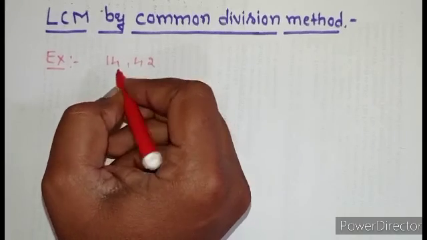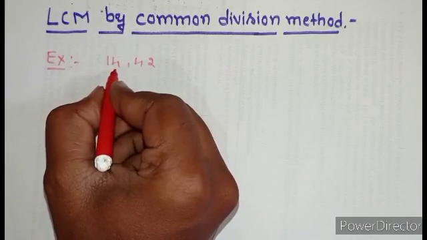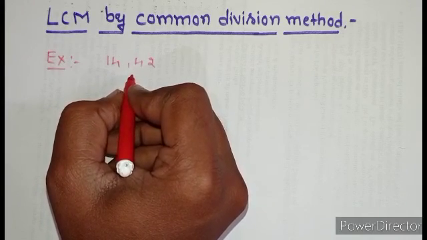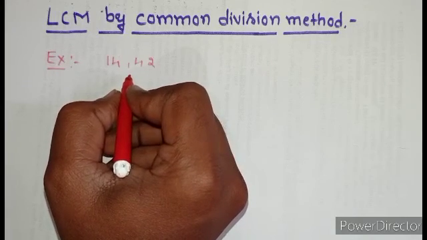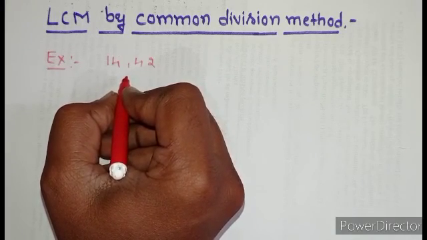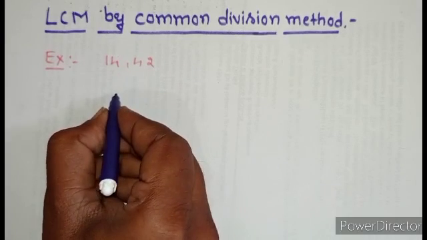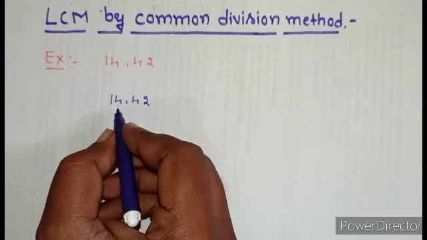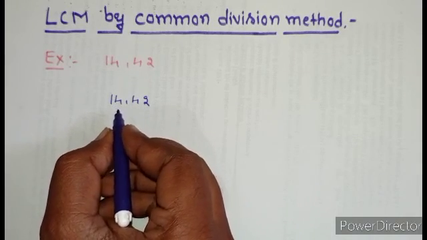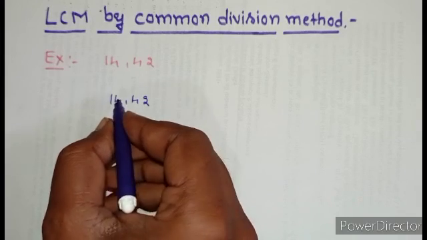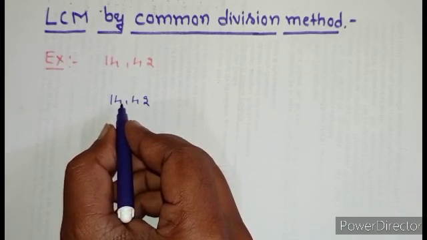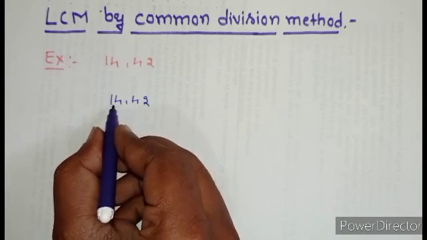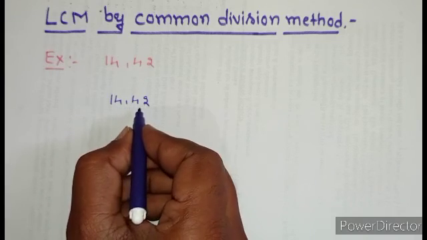Okay, students, for example, first let us consider the numbers 14 and 42. In this method, we should follow some steps. So here the given numbers are 14 and 42. Here, first we need to divide by the smallest prime number which can divide at least one of the numbers. Here the smallest prime number which divides these two numbers is 2.